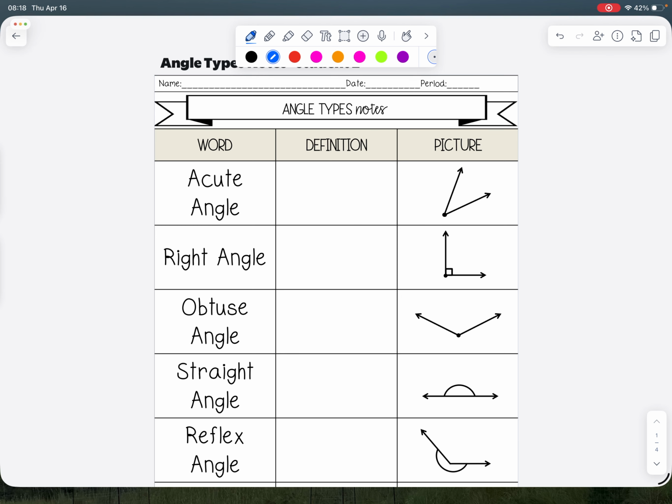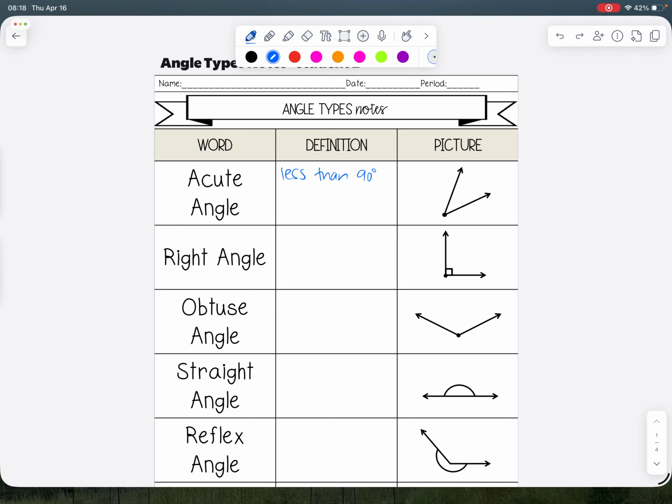So we're going to start with an acute angle. An acute angle is any angle that is less than 90 degrees. So we can see the picture of it here. I think of it as it looks a little bit closed. I also think it's acute, it's cute, it's small. So that's what helps me remember when I'm thinking about an acute angle. Anything that is less than 90 degrees.